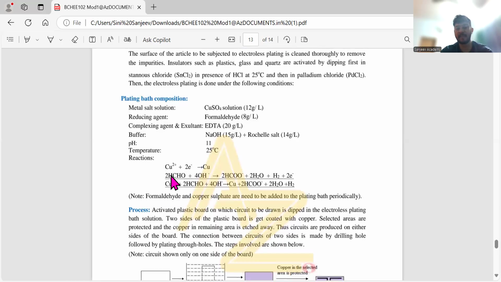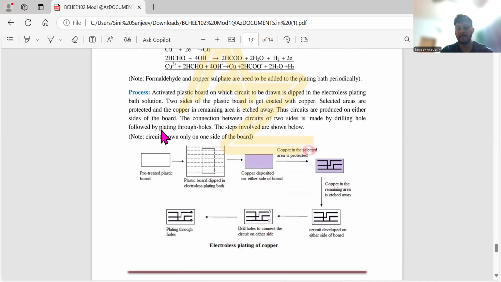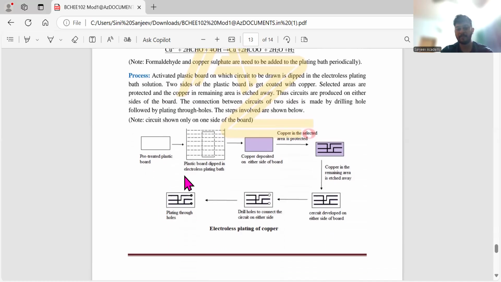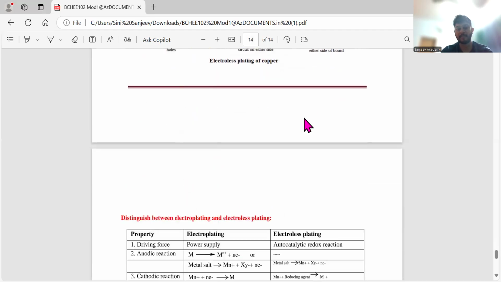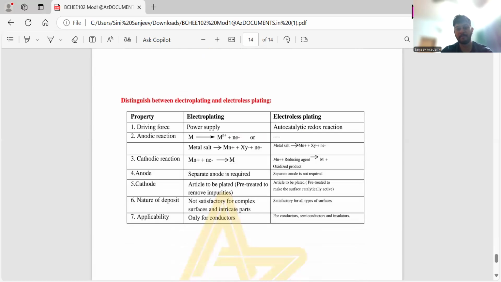So the basic aldehyde HCHO is called formaldehyde, or methanal also we will say. Then the process: you have to draw the diagram and you can write this in your own words. So that's it. And the table also you have to learn by heart and keep.